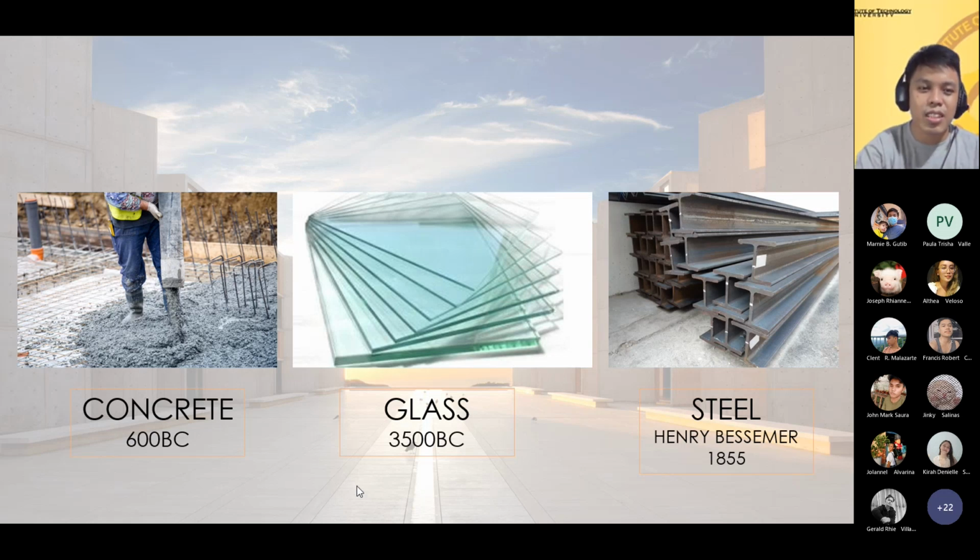So these three materials right here are the reasons why na ni-exist ang modern architecture. So these three basic materials, concrete, glass, and steel, ni-exist ang mga designs in modern architecture. So later on, we will expound on that idea.